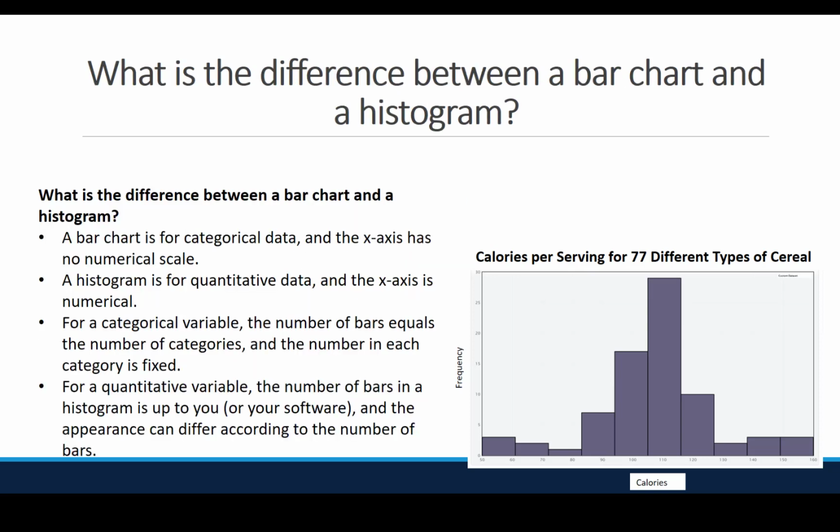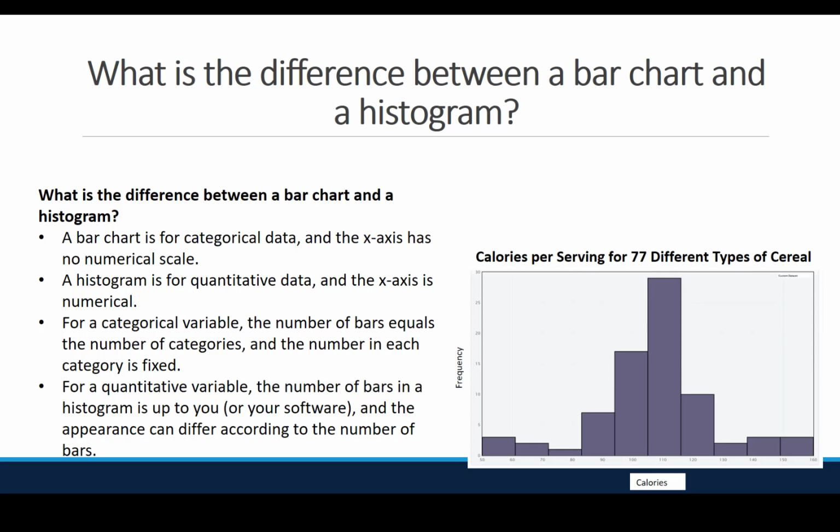What is the difference between a bar chart and a histogram? A bar chart is for categorical data, and the x-axis has no numerical scale. A histogram is for quantitative data, and the x-axis is numerical. For a categorical variable, the number of bars equal the number of categories, and the number of each category is fixed. For a quantitative variable, the number of bars in a histogram is up to you, or to software, and the appearance can differ according to the number of bars.